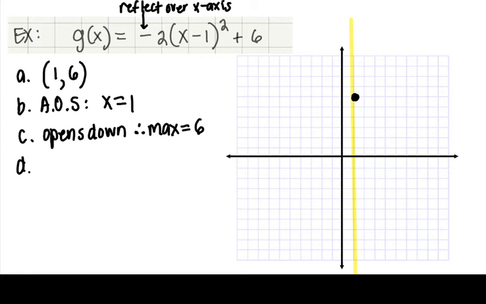Then D says, find the y-intercept. Remember, the y-intercept is the value of y when x is 0. So we'll put a 0 in for x, and we'll solve. -2 times 1 is -2, plus 6 is 4. So our y-intercept is (0, 4). 1, 2, 3, 4, and we'll reflect it over.